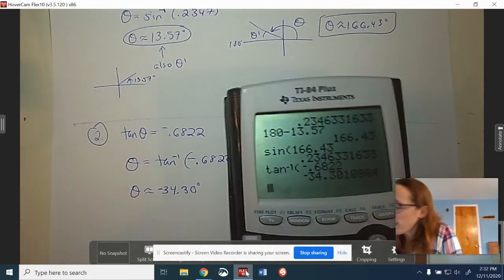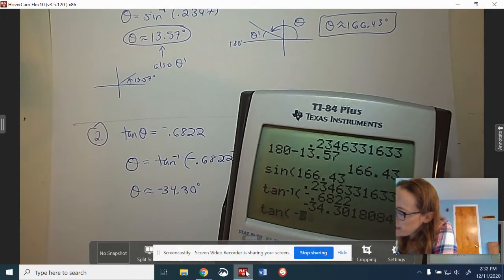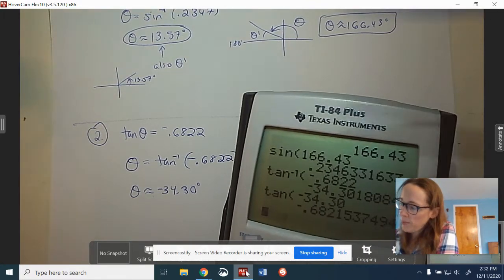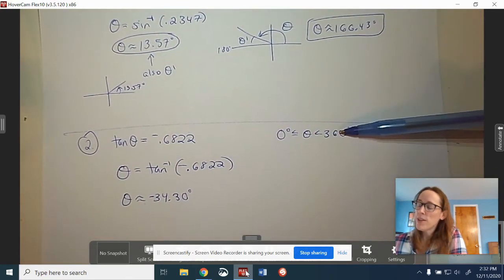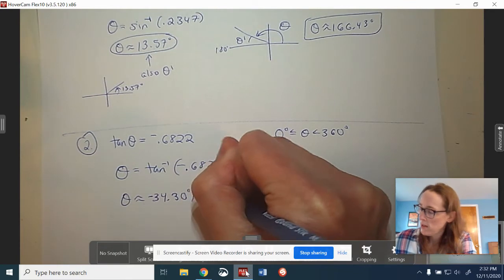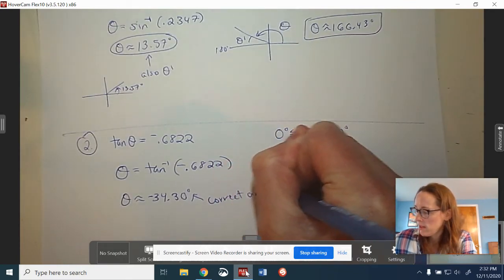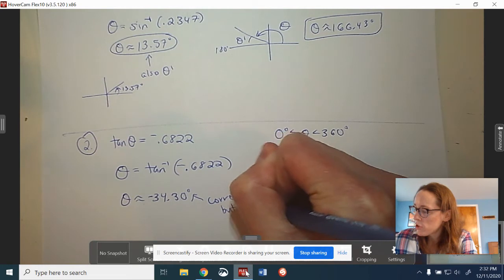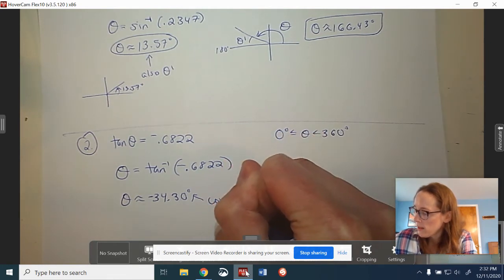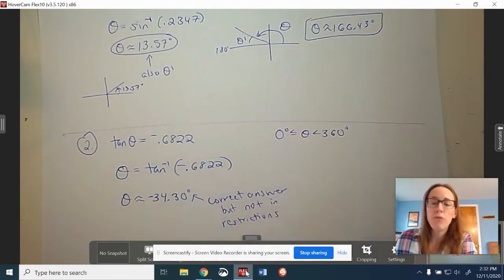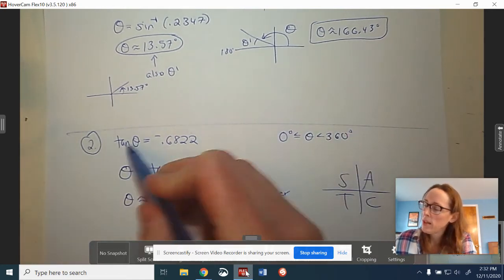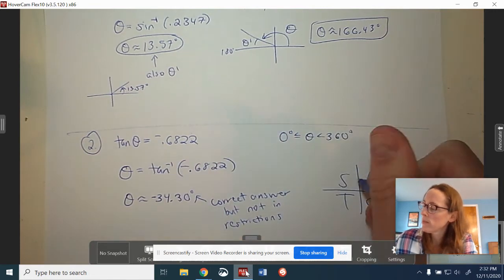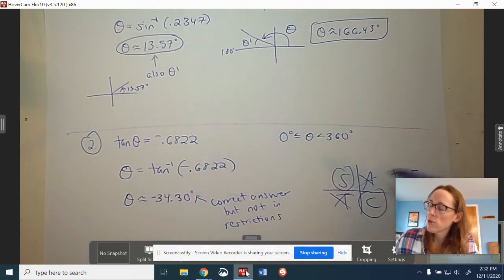So that is an answer. The calculator didn't lie to us. If I do tangent of negative 34.30, I'm going to get pretty close to this ratio. All right, so it is a correct answer, but it's not within the restrictions. So what we have to do is use that information to find our answers. Let's figure out what quadrants our answers should be in. The given problem, we're told that tangent is negative. So that means we're looking for an answer in quadrant 2 and an answer in quadrant 4.